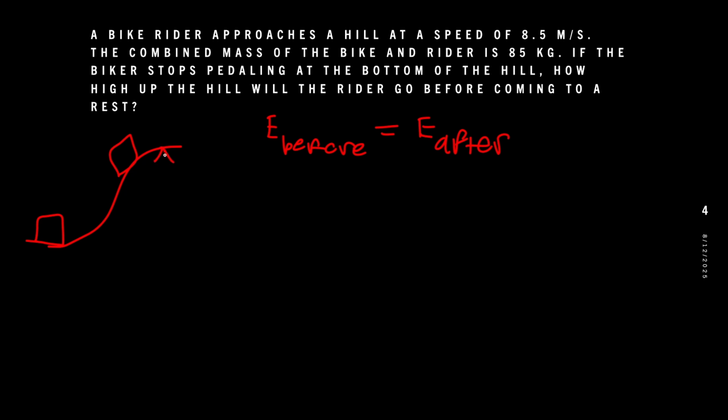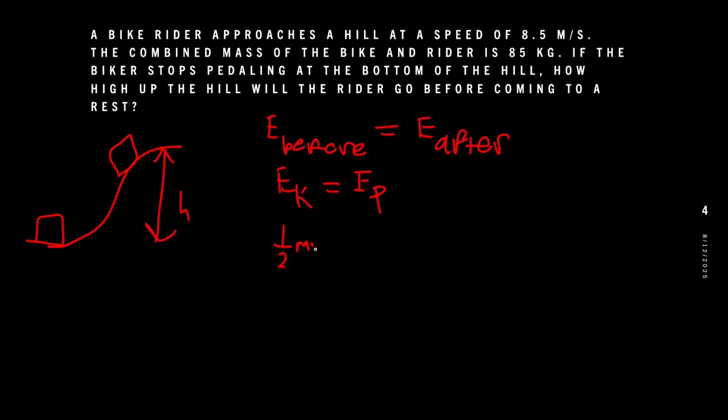And what we're trying to find is how high up the person will go. So again, now let's think of what energy the biker has at the start and at the end. At the start, since the biker is moving at 8.5 meters per second, it has kinetic energy, and at the end of the problem the biker comes to rest, so the biker would only have potential energy. So for the energy before, we could replace that with EK, and for the energy after, we could replace that with EP.